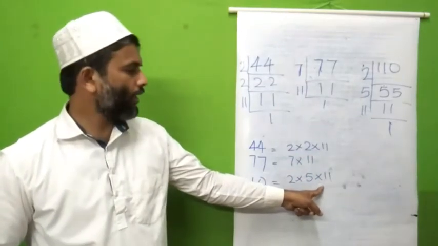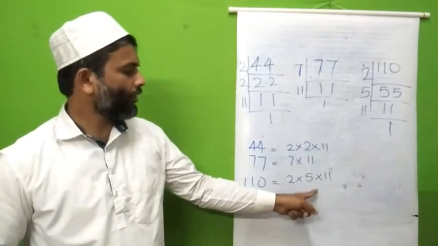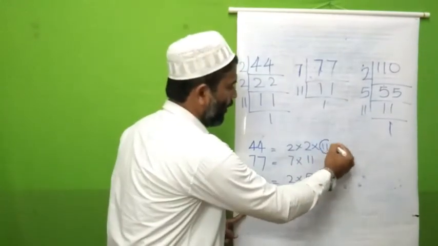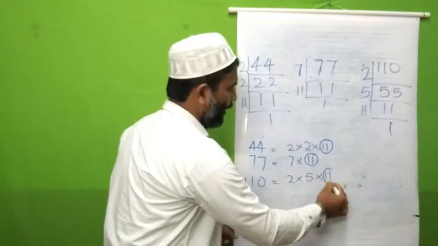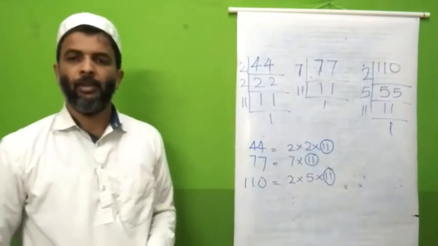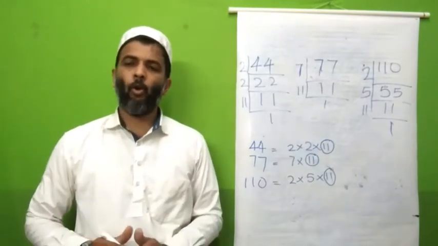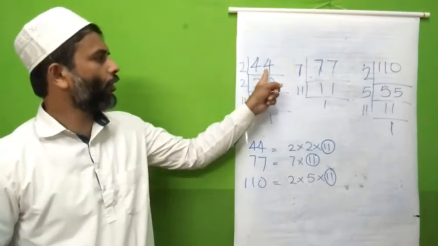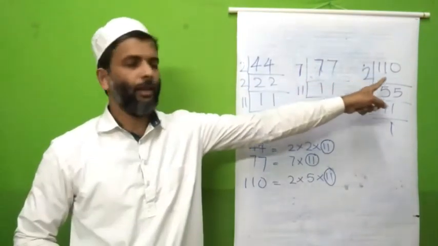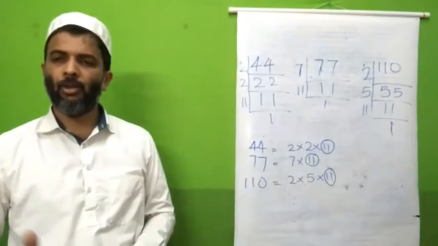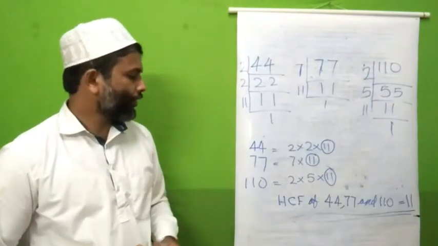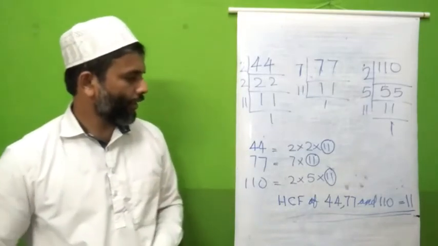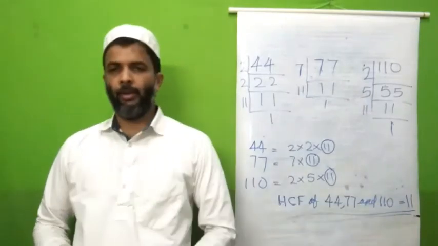Look here, look at the list. Common factor is 11 only. Okay. 1, 2 and 3. There is only one common factor here. So, the HCF of 44, 77 and 110 is equal to 11.